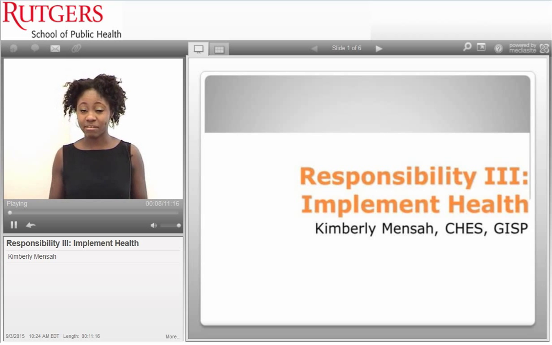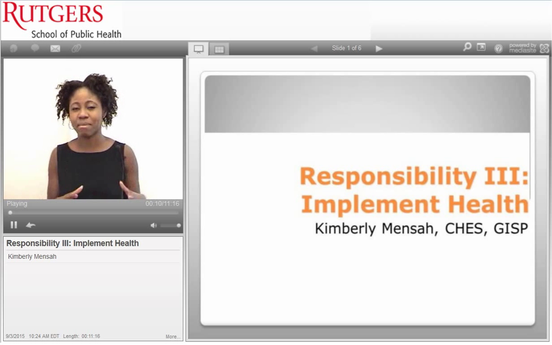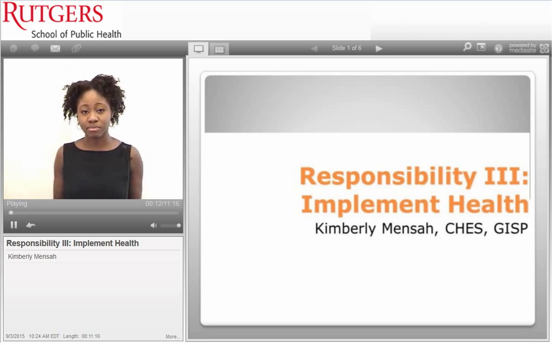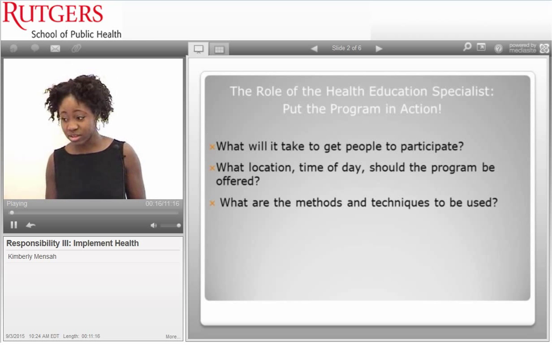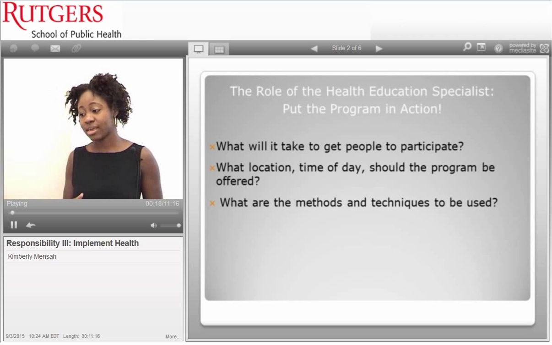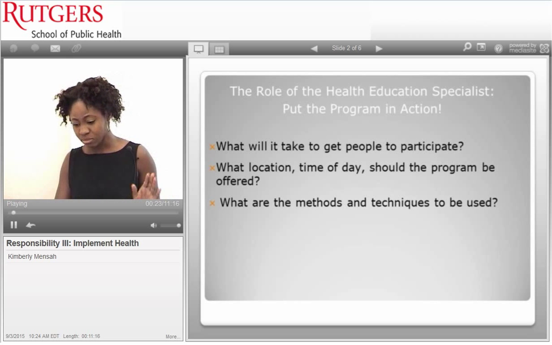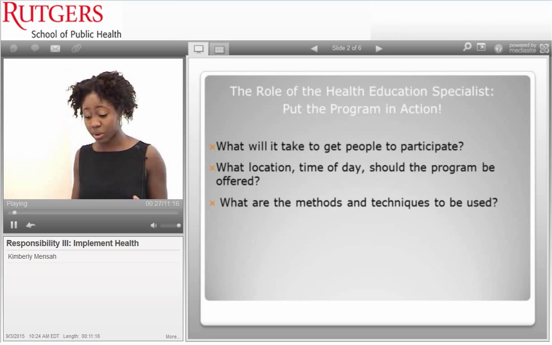Responsibility 3 is actually my favorite responsibility because it's kind of where the magic happens. This is where you implement your program. So, the job of the health education specialist in Responsibility 3 is to put the program into action. And this is broken down into 3 parts. So we're going to start with 3.1.